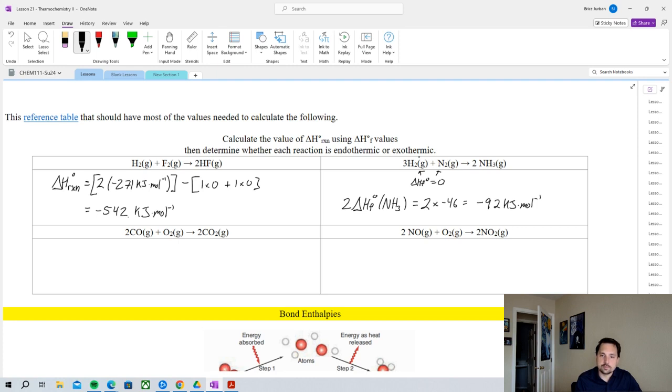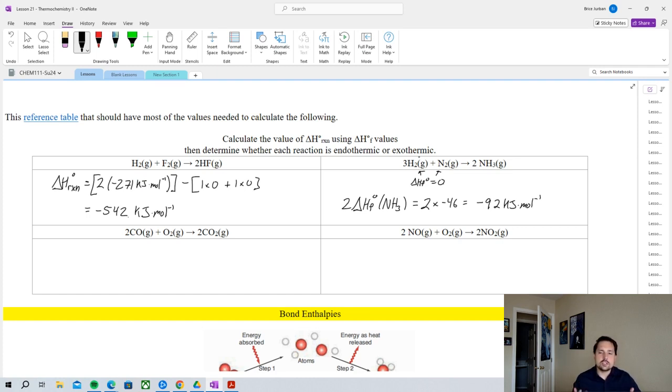that is formed. And specifically, for every 2 moles of ammonia that are formed, it's negative 92, actually. For every 1 mole of ammonia that's formed, it's negative 46. So that's quite a bit of energy that's released during this process.